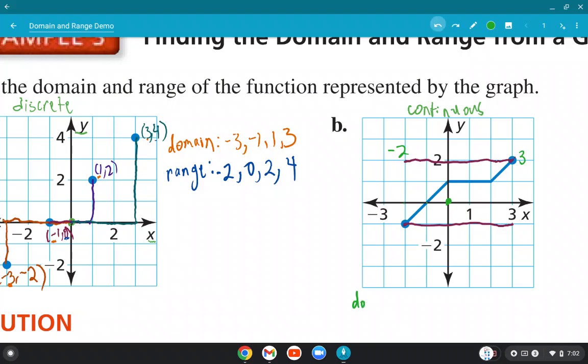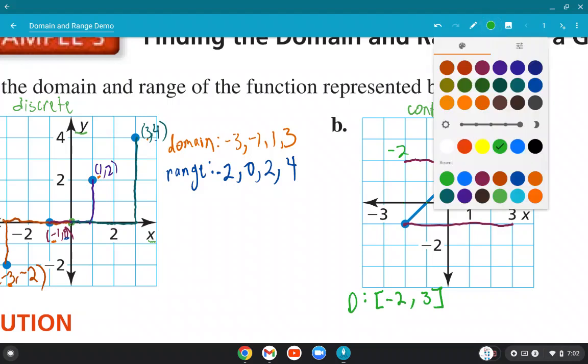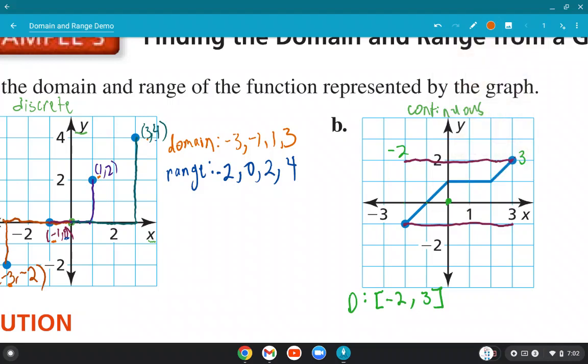And an easier way to write domain is to do capital D, and you can put a colon, bracket, -2, comma 3. And the reason why I could do that is because of those dots at the end. If I didn't have dots at the end, it would have been parentheses. And this is a more high school notation that I want you guys to start getting used to rather than waiting until you get into another class.